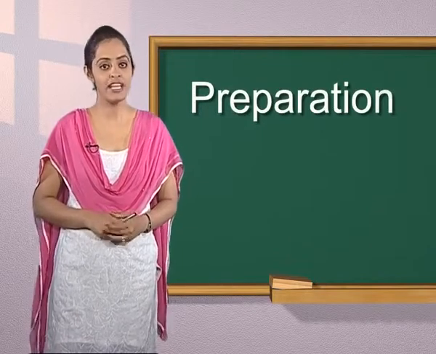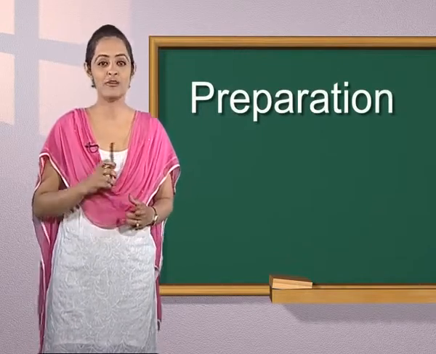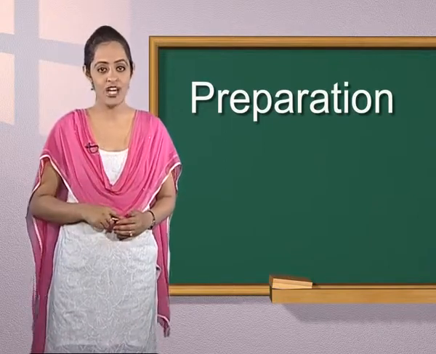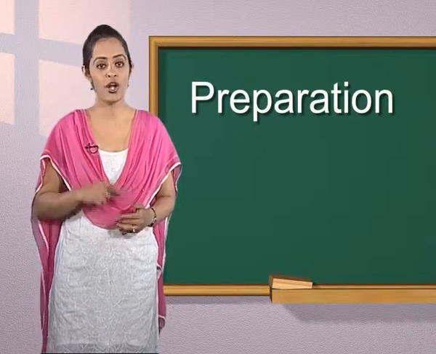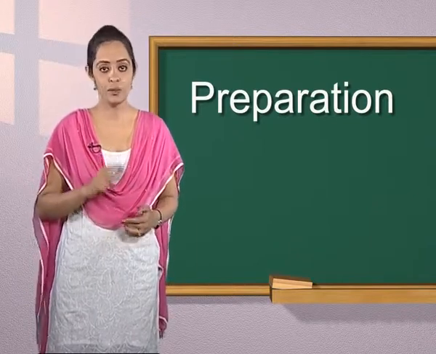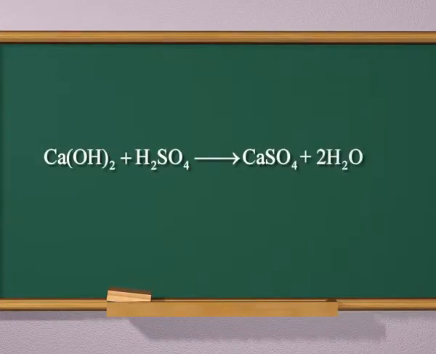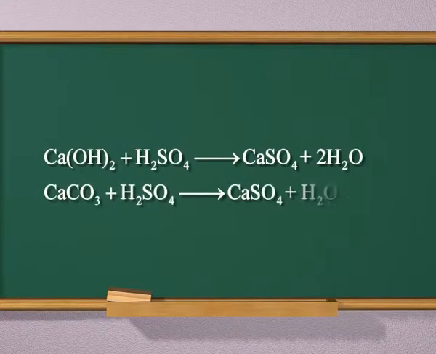In the laboratory, calcium sulfate can be formed by the action of dilute sulfuric acid on either calcium hydroxide or calcium carbonate. Calcium hydroxide reacts with sulfuric acid to form calcium sulfate and water. Calcium carbonate reacts with sulfuric acid to form calcium sulfate, water and carbon dioxide.